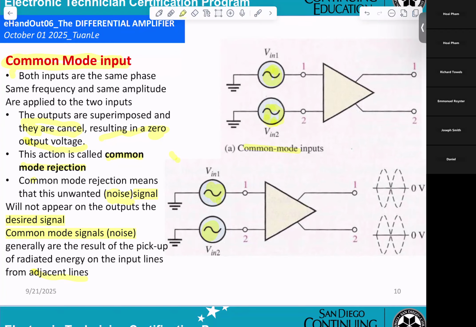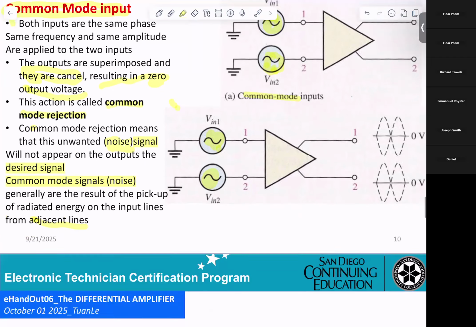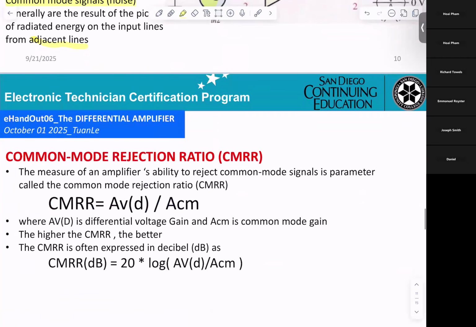Okay? So that's why normally when they try to apply input into a differential amplifier, the inputs must be opposite. If they're the same, they will be considered to be an unwanted signal. Unwanted signal, that means the noise. They cancel out. Okay?